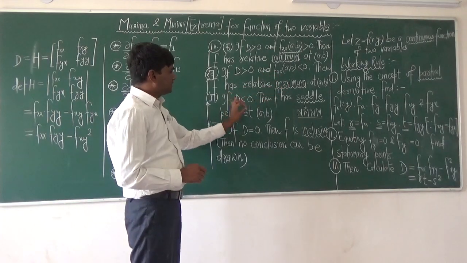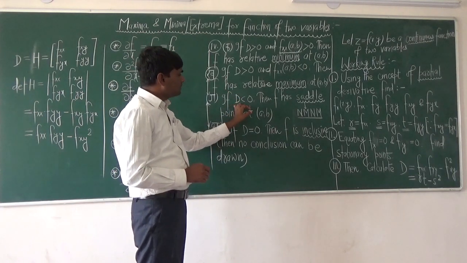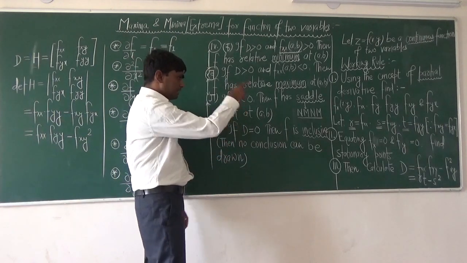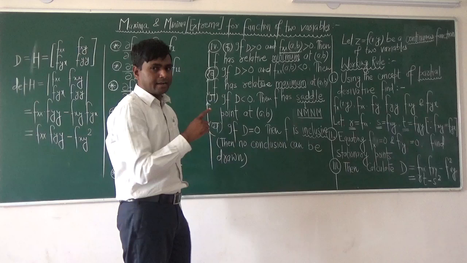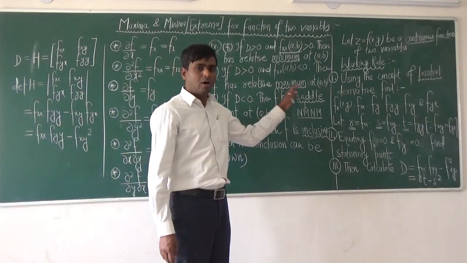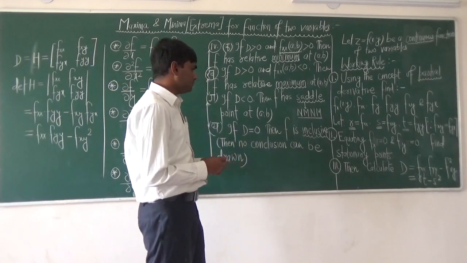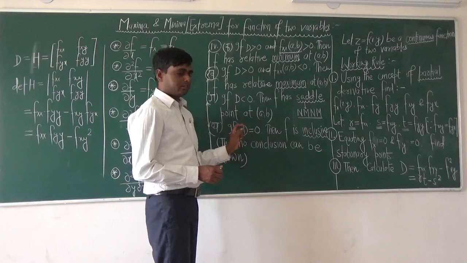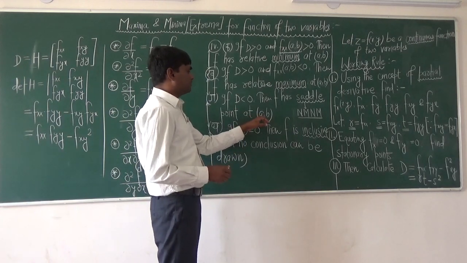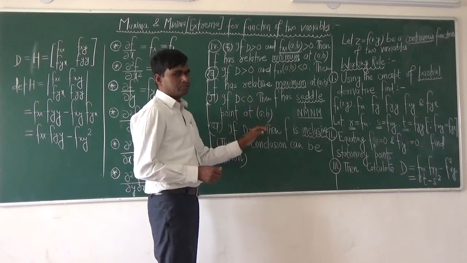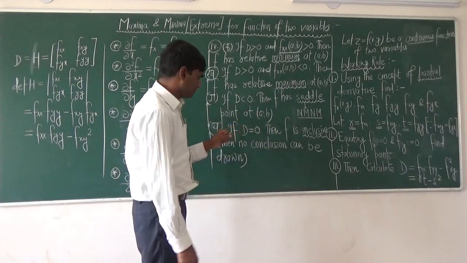We can predict it only by watching D less than 0. If D is less than 0, then f has a saddle point. Saddle point means the given function has neither maximum nor minimum at that point.